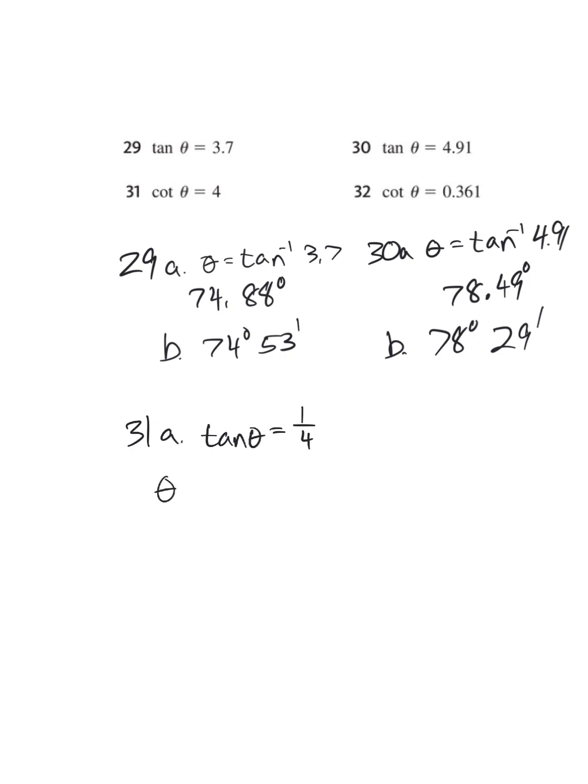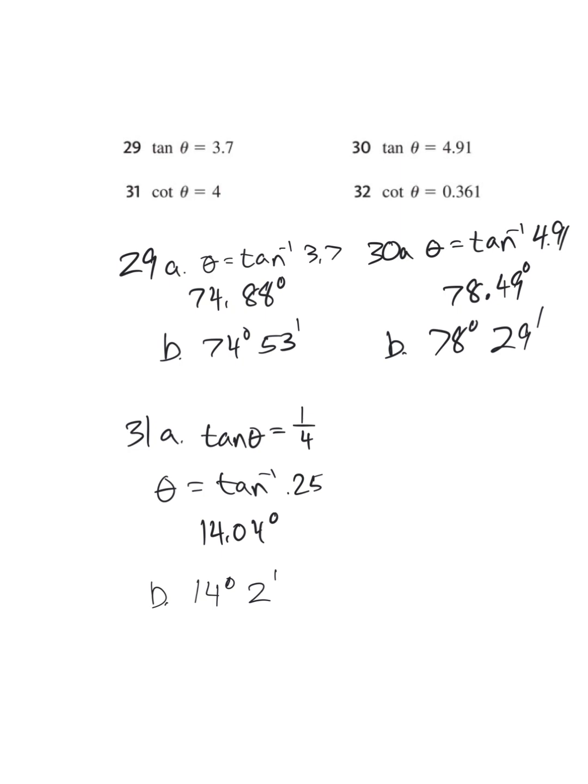So now what do you do? You take theta equals the arc tangent of 0.25. 1/4 is 0.25. So on your calculator, you do that and you get 14.04 degrees. So 14 degrees and 0.04 times 60 is 2.4, or 2 minutes. So we're just supposed to round it to the nearest minute.